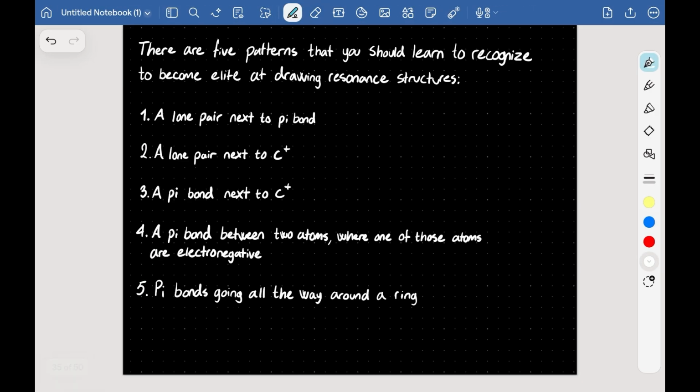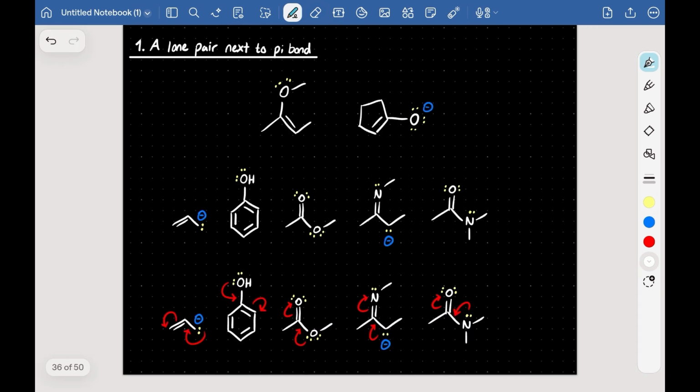Drawing resonance structures by recognizing patterns. There are 5 patterns that you should learn to recognize to become elite at drawing resonance structures. So, start with the first one: a lone pair next to a pi bond. So we have some examples here. Next to means that the lone pair is separated from the double bond by exactly 1 single bond, no more or no less. And you can see this in all of the examples below here.